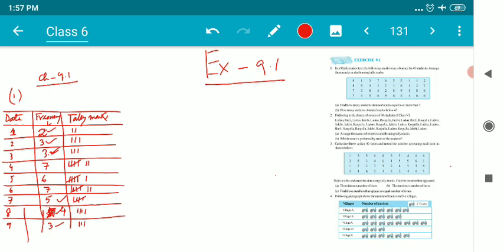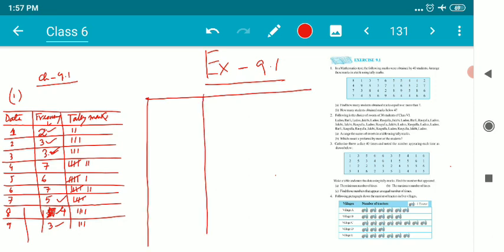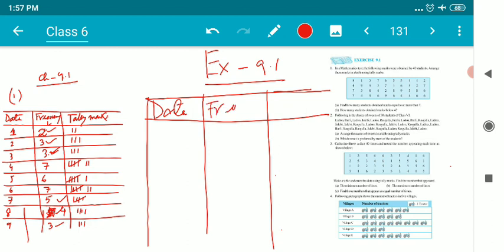So what we need to do is prepare a table first. The table will have the following captions. The first one will be Data. The next title will be Frequency. And the third one will be Tally Marks.